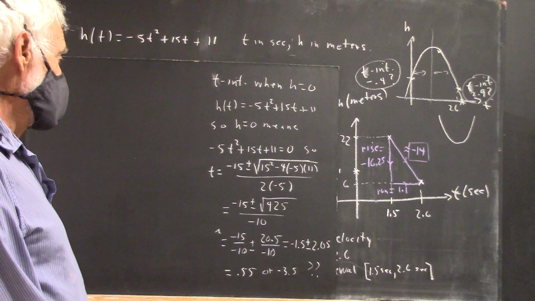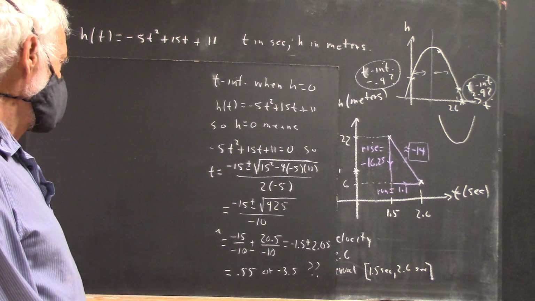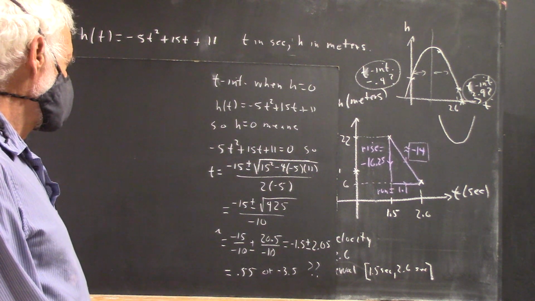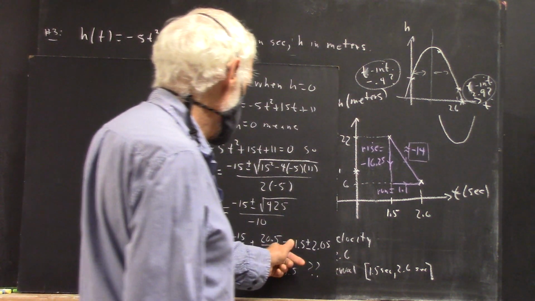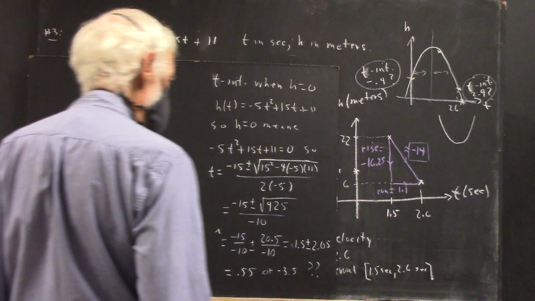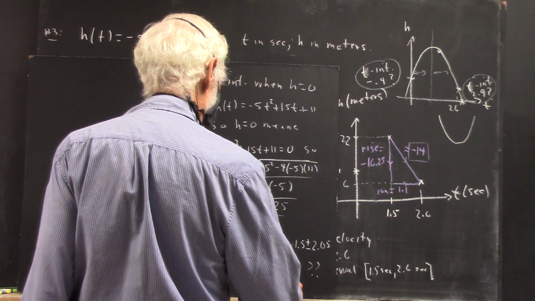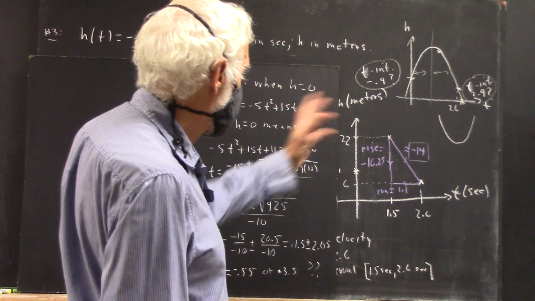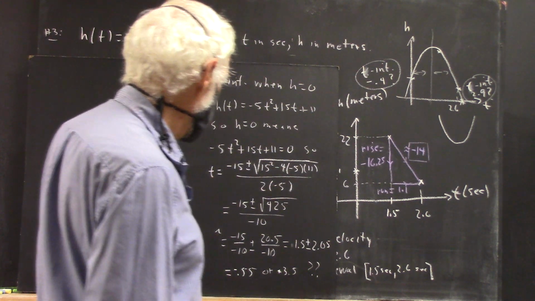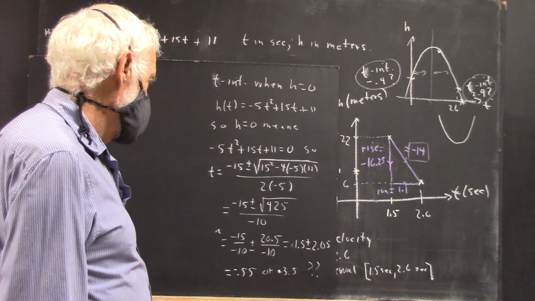Four times 5 is 20, times 11 is 220. Is that? Okay, that's good. And well, this isn't negative 1.5, it's plus 1.5. Okay. Now I'm getting negative 0.55, but I'm also getting 3.5, and 3.5 doesn't really fit. I still don't like what I've got. But that's what I've got.